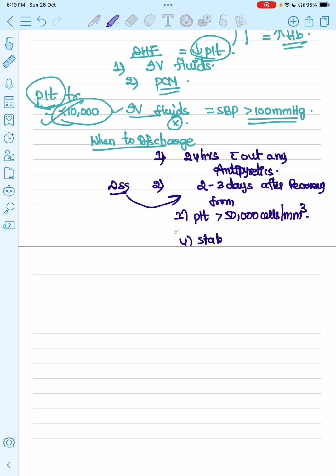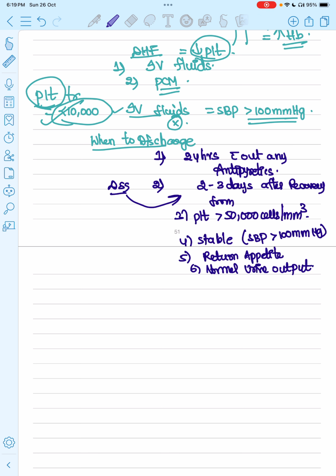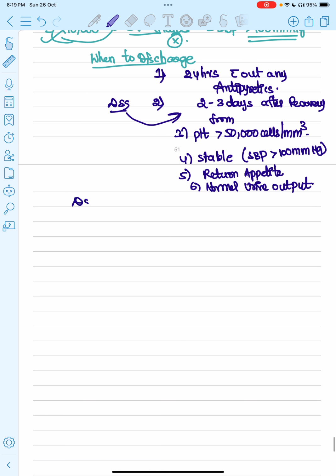The patient should be stable, with normal BP, systolic blood pressure at least more than 100 mmHg, return of appetite, and normal urine output. Only in these conditions do you discharge the patient. In cases of dengue shock syndrome also, the treatment is the same, just IV fluids and paracetamol.